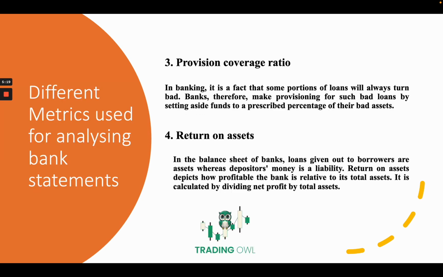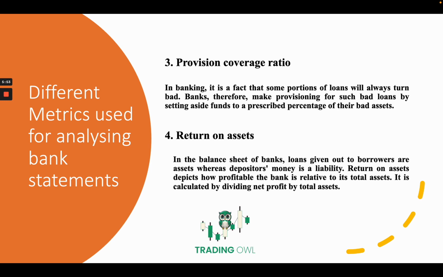Now, the next ratio is the provision coverage ratio. We must have heard about this ratio many times, and it's a very pertinent ratio in terms of gauging the performance. In banking, it is a fact that some portion of loans will always turn bad, and therefore banks make provision for such bad loans by setting aside funds, a prescribed percentage of their bad loans.